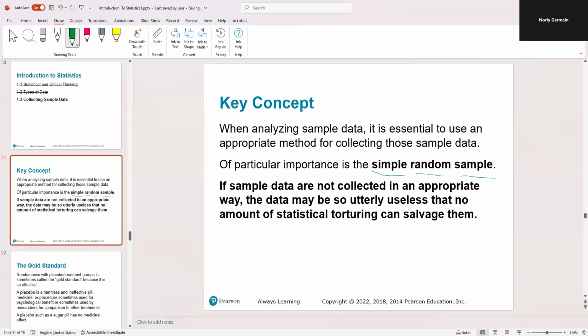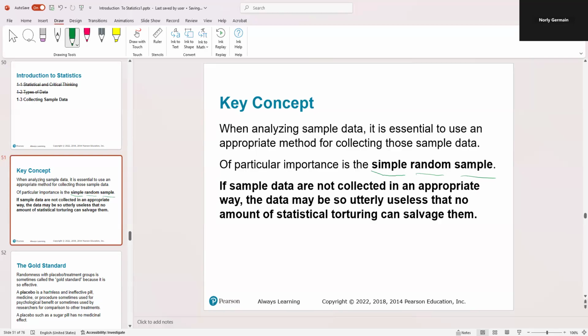All right. So as you read through this, I would advise you to check either the hard copy of your book or the ebook. Remember this: if sample data are not collected in an appropriate way, the data may be so utterly useless that no amount of statistical tutoring can salvage them. So it's very important to make sure that you use the appropriate way to collect your data.